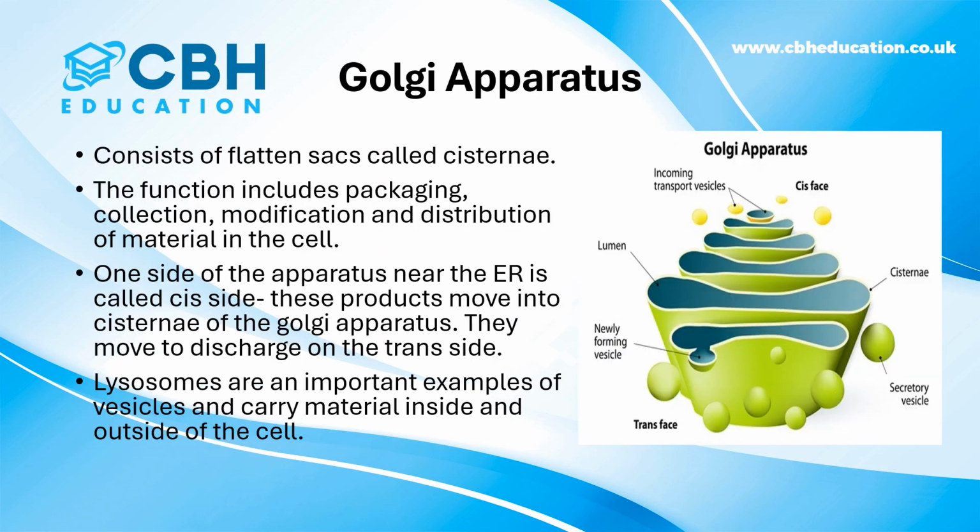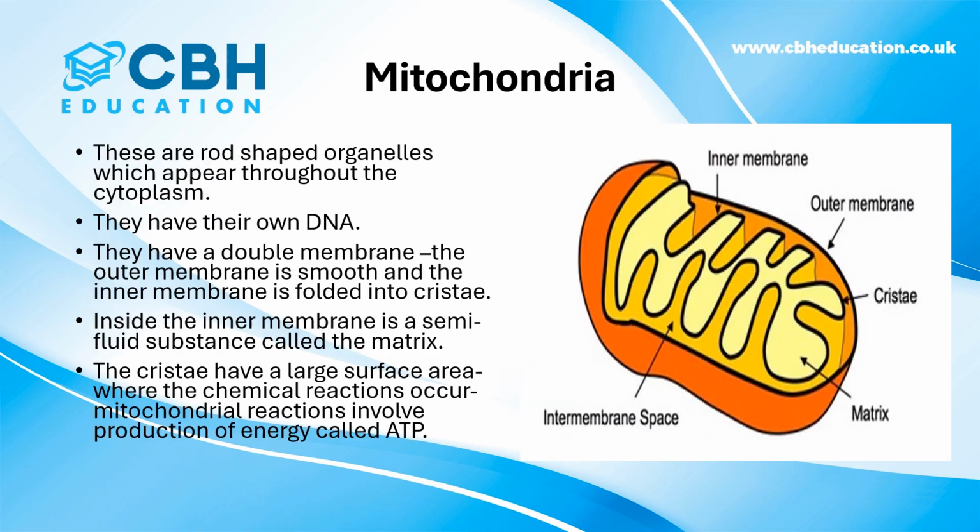So the Golgi apparatus consists of flattened sacs called cisternae, and the key functions include packaging, collection, modification, and distribution of the material in the cell. Now, one side of the Golgi apparatus is called the cis side, and the products move from the cisternae of the Golgi apparatus and then move out to the trans side. Now, one thing is that lysosomes are important examples of vesicles and carry material inside and outside of the cell.